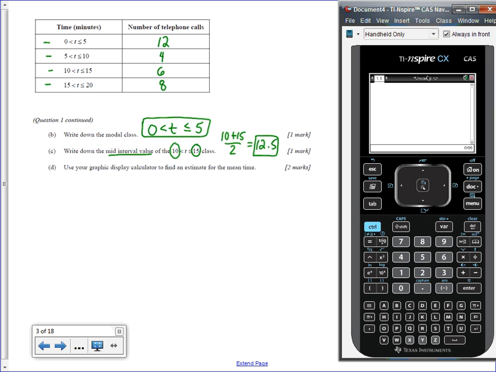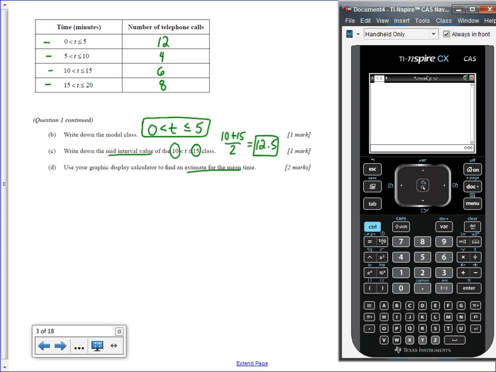Then we're asked to use our graphic display calculator to find an estimate for the mean. I actually think it's faster not to use the calculator for it, but if you wanted to, you have to go into a list and spreadsheet and put this table into it, and then underneath some of the statistics features, you could find an estimate for the mean. But since you're going to have to fill in this table with a mid-interval value anyway, you're doing the work, you might as well just show the work by hand.